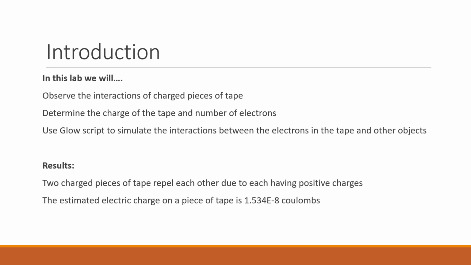The introduction. Today we will observe the interactions of charged pieces of tape and determine the charge of the tape and number of electrons. And we will use GlowScript code to simulate the interactions between the electrons of the tape and other objects, specifically the difference between a point charge and a line charge, and how that data differs from each other. The results were that the two pieces of charged tape repel each other, and the estimated charge on the tape is 1.534 e to the negative eighth coulombs.